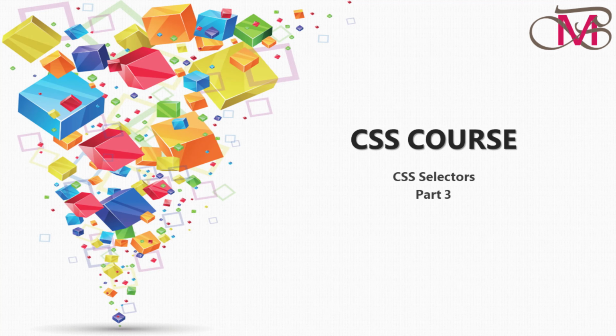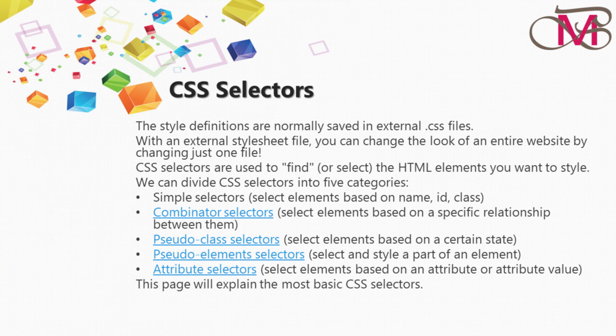CSS Course. CSS Selectors. Part 3. CSS Selectors. The style definitions are normally saved in external .css files. With an external style sheet file, you can change the look of an entire website by changing just one file. CSS selectors are used to find, or select, the HTML elements you want to style.